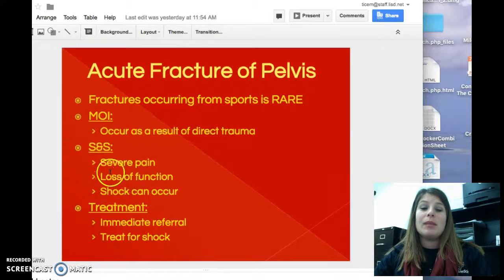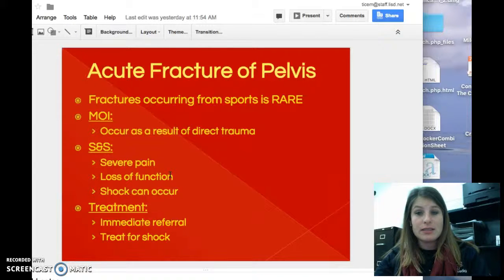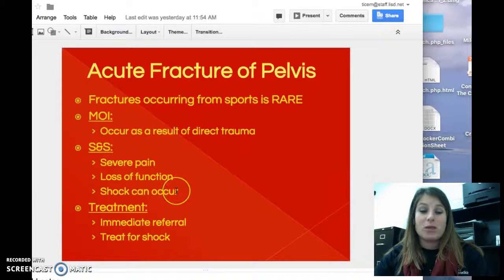Okay. Unable to really move our lower legs, especially depending on where that fracture is. And shock can occur. We're breaking a super strong bone in our body.